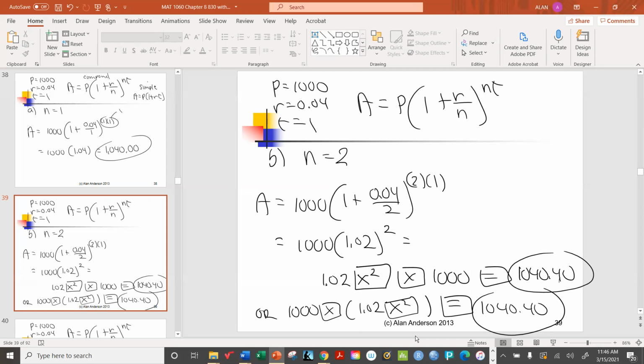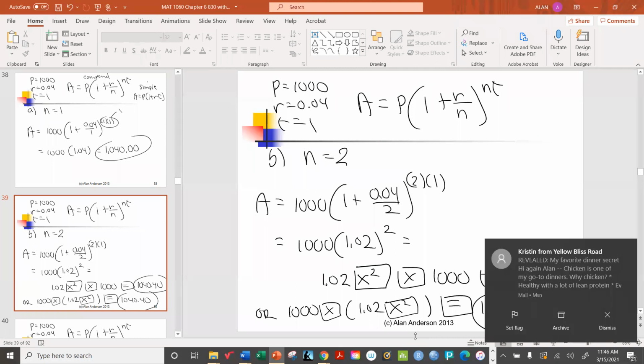Okay. So when you're ready, when you're caught up, we're going to do the same thing for quarterly, where the only change is that n equals 4. And then again, you already know in advance what the answer is, but why don't we go through the formality of proving it with this formula? So if you're ready, try this with n equals 4, and let's see what you get.